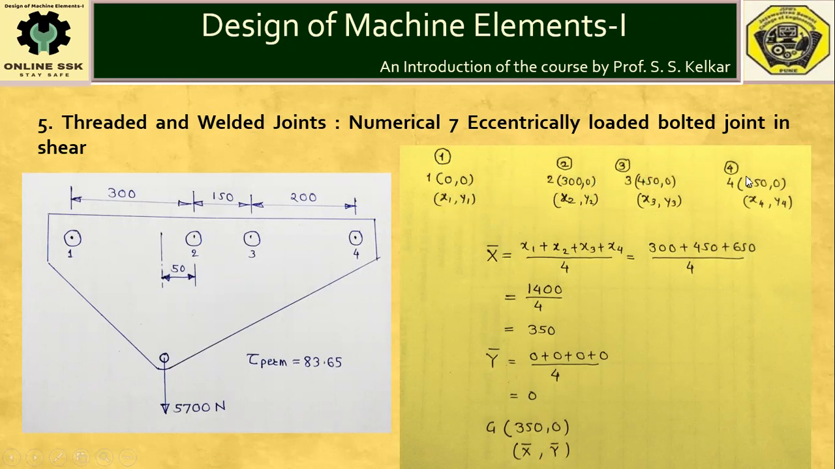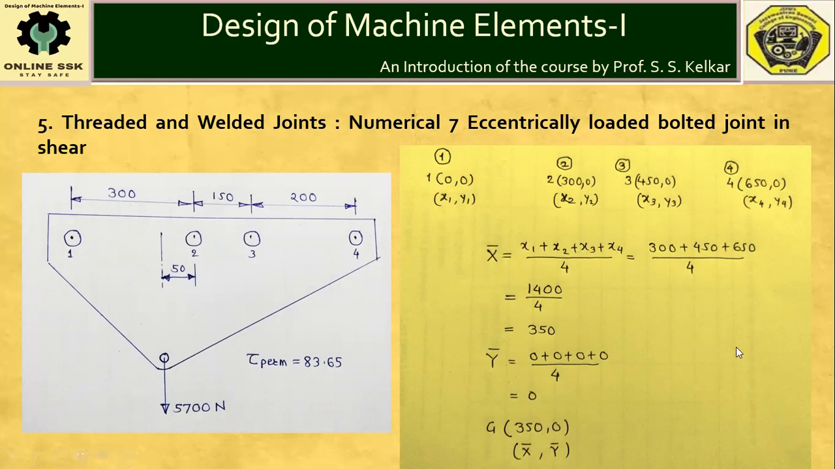For all the boards, board number 1, 2, 3, 4, the y coordinate is 0, you can see here, and for the x coordinates, for board number 2, x2 is equal to 300, for board number 3, x3 is equal to 450, for board number 4, x4 is equal to 650. Now x bar, the coordinate of CG, center of gravity of the bolted system, is given by x1 plus x2 plus x3 plus x4 divided by z. Here z is equal to 4.